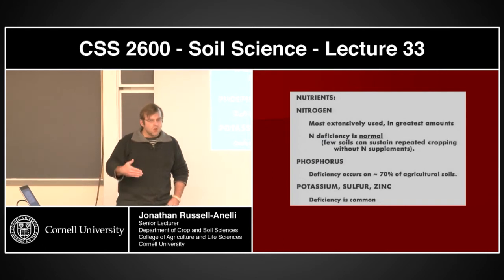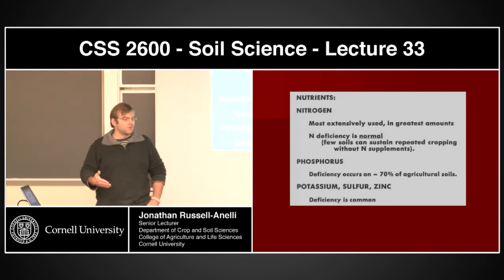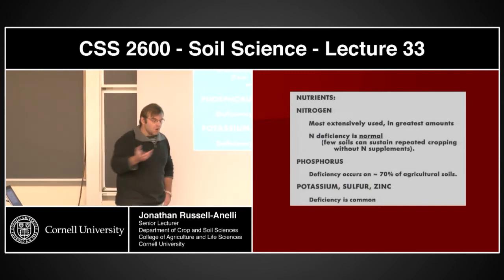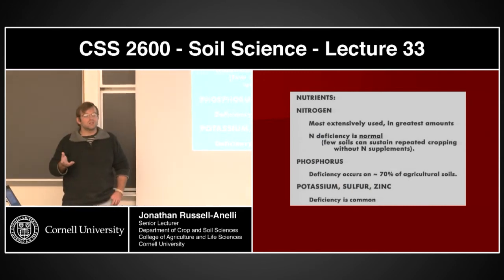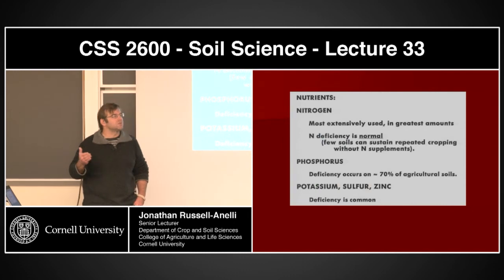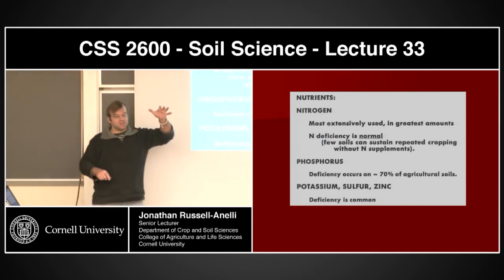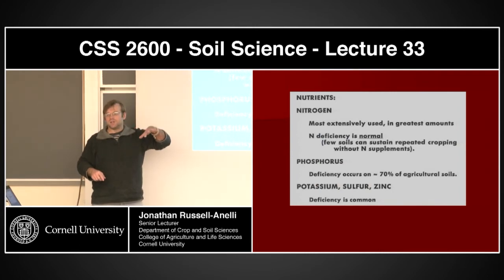So let's talk a little bit about where these nutrients come from. The first one is nitrogen, and generally we start with nitrogen because it's usually the one that's most extensively needed or used. It's usually the smallest stave in the barrel. It's also the one, besides carbon, hydrogen, and water, that is used in most abundance.